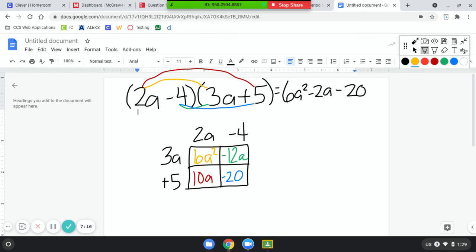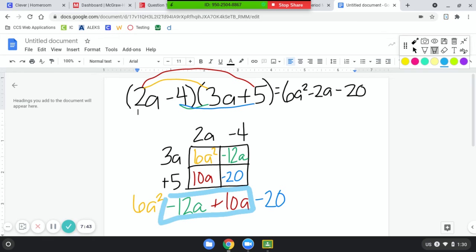And then you just write all of your pieces from the inside of your boxes. Just write them out in one long polynomial. So 6a squared minus 12a. 10 does not have a sign, so that means it's positive. So we use plus 10a. And then minus 20. And this is your answer before you combine these like terms here. So -12 plus 10 is going to give you -2. And then once you simplify it, that becomes the same thing that we got last time.